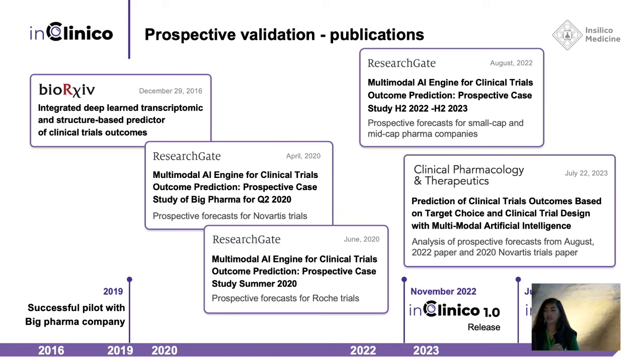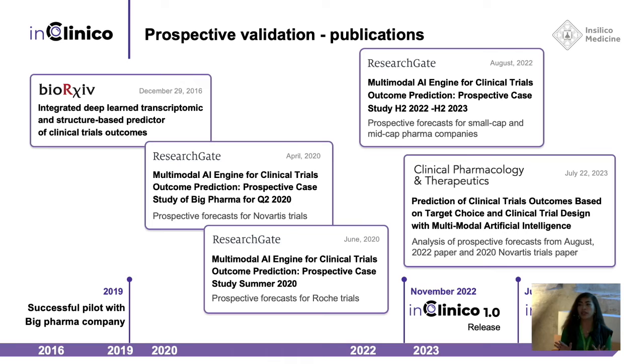So this is what we did, the history. We started in 2016, with the idea where we published a bioRxiv paper on December 29, 2016. If you read it, it's open access, free to read, the full text. We actually published the first timestamped prediction already in that first paper in 2016. Then we had a successful pilot with a big pharma company in 2019, and published a few more papers. I think it's interesting to talk about the August 2022 paper.